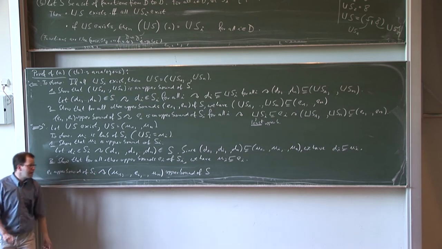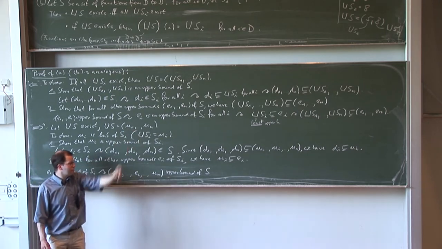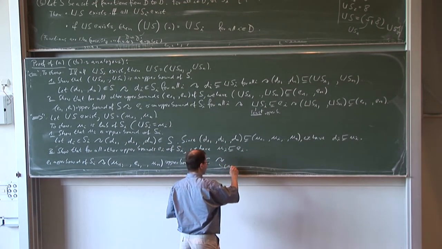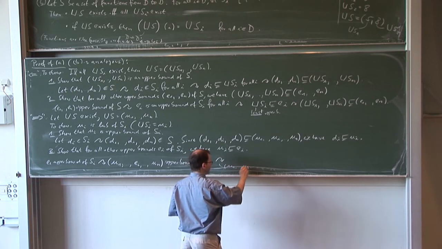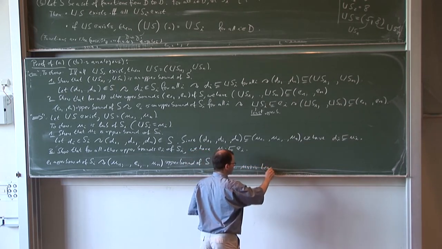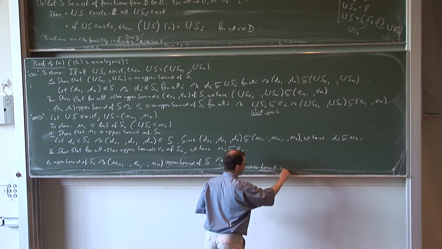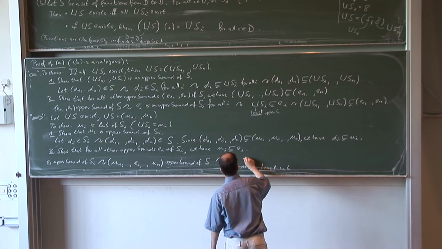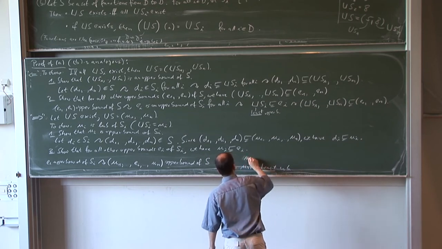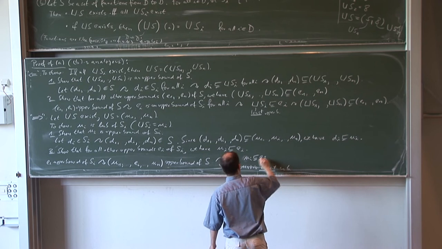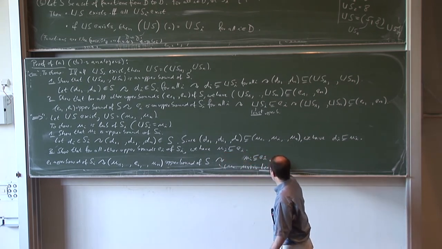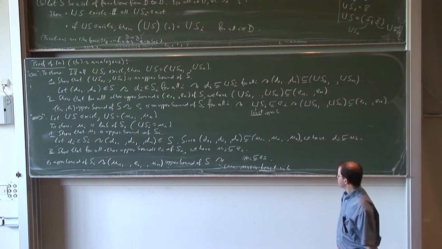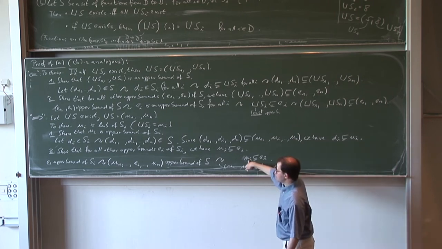Okay, but if we know that this is an upper bound, and we know that u1 until un is the least upper bound, then of course we know that this ui must be smaller or equal than ei, and that's what we wanted to prove. So indeed, ui, the ith component, is not just an upper bound of Si, but it's the least upper bound of Si.